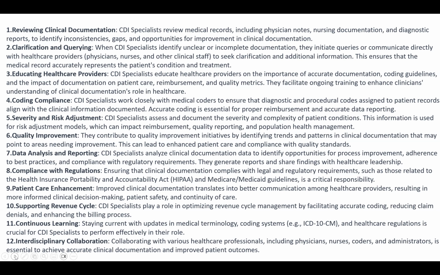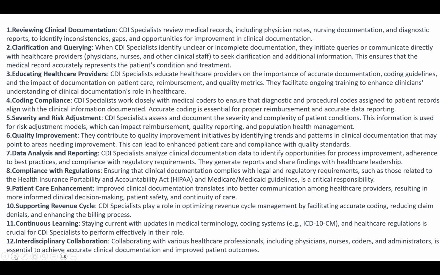Patient care enhancement. Now, this may be labeled number 9, but I think patient care is number 1 always, right? Improved clinical documentation translates into better communication among healthcare providers, resulting in more informed clinical decision-making, patient safety, and continuity of care. And again, please listen to the 3-minute audio from our physician. I think it's really important.